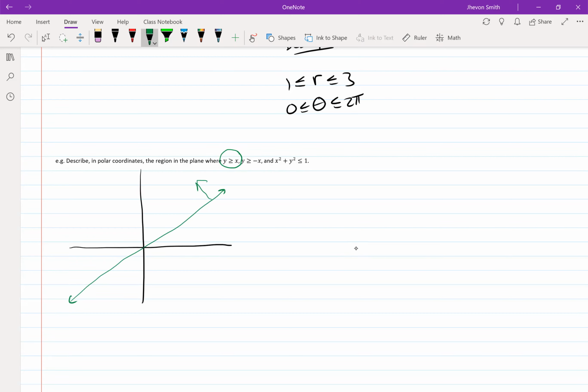And I have y is greater than or equal to minus x. Well, y equals minus x is that guy. And again, I want things on top of that because they're greater than or equal to that. And then, of course, I have this part here, which, as we know, is a circle of radius 1.